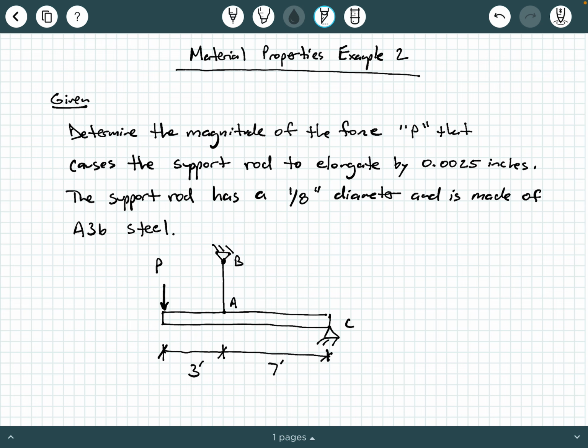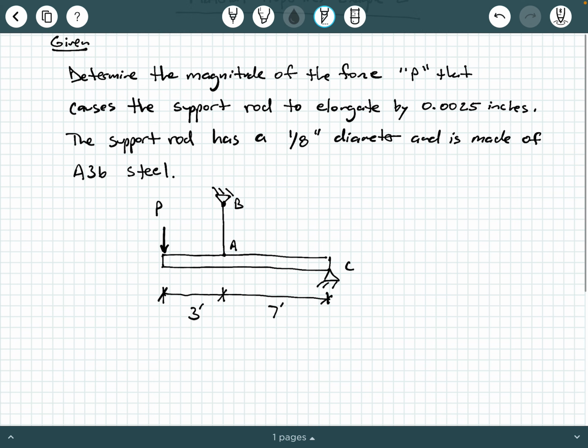And so what we're being told to determine is the magnitude of the applied force P that causes this support rod AB to elongate by 0.0025 inches, okay? Now, we're also told that the support rod, which again is AB, has a 1/8 inch diameter and is made of A36 steel, okay? So this is all given information. Just to be a little bit more clear, we want to point out that this is the support rod.